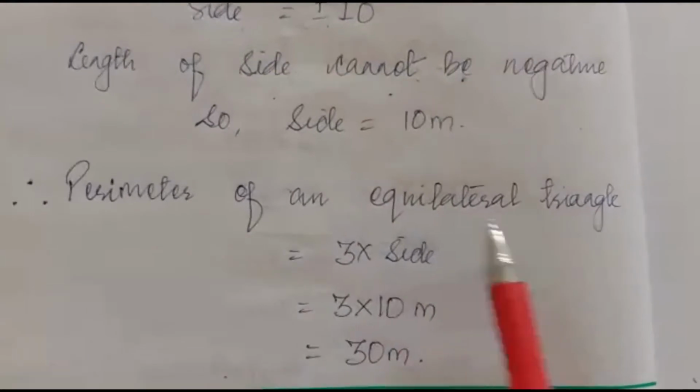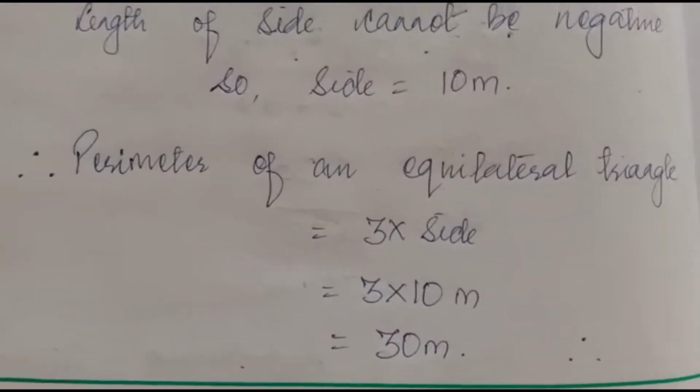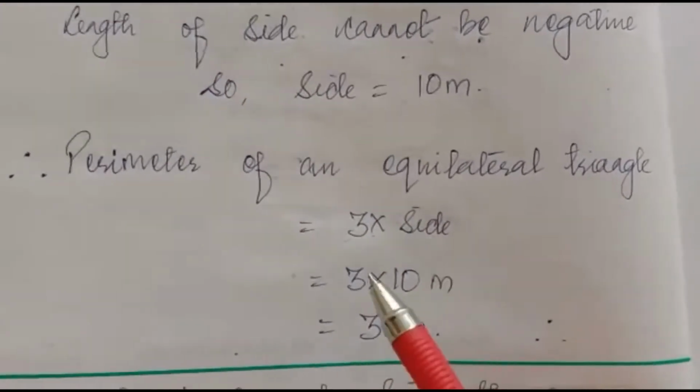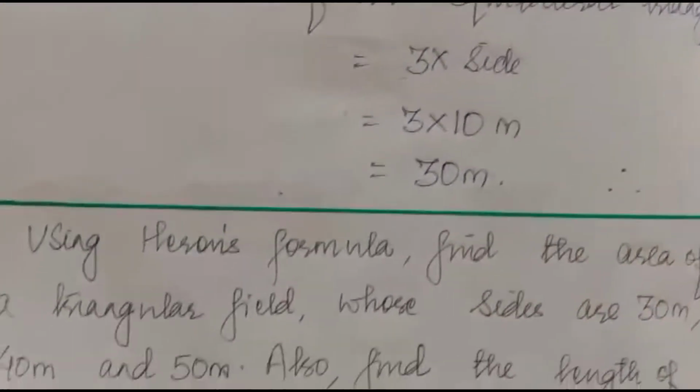Next we have to find the perimeter. So the perimeter of an equilateral triangle is, in a triangle we have 3 sides. Here all sides are equal. So 3 into side, 3 into 10, 30 meter.